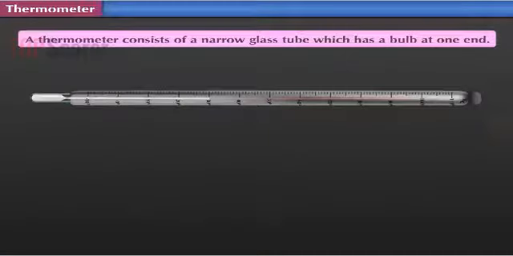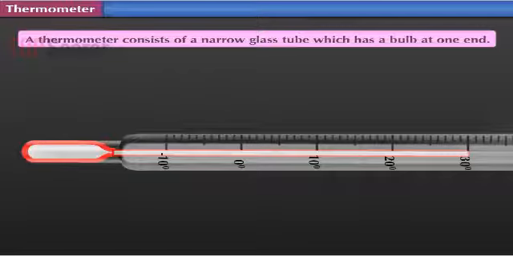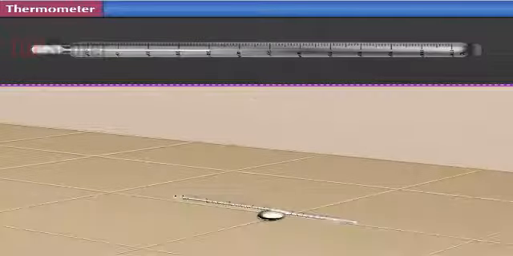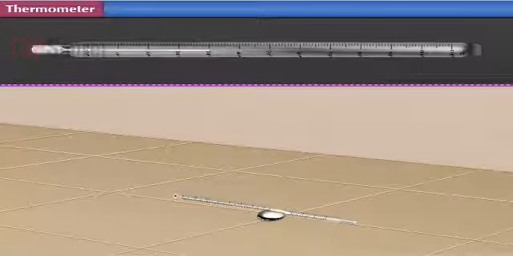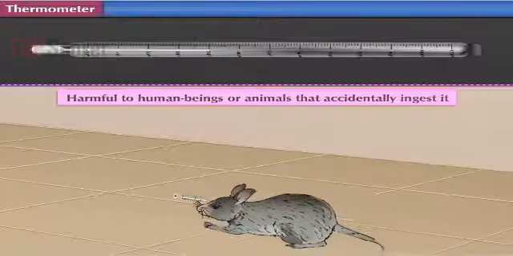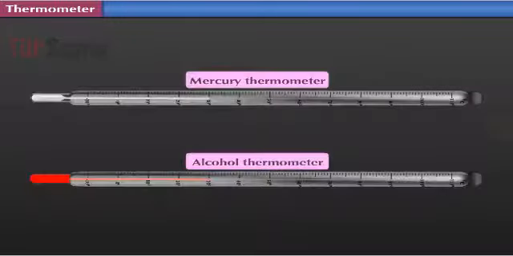A thermometer consists of a narrow glass tube which has a bulb at one end. Part of the glass tube and the bulb is filled with a liquid. Earlier, mercury was used to fill a part of the glass tube and the bulb. But if in case the thermometer breaks and the mercury flows out, it might cause harm to human beings or animals that accidentally ingest it. Therefore, mercury has been replaced with alcohol.